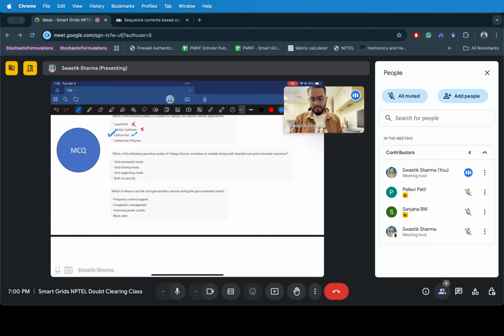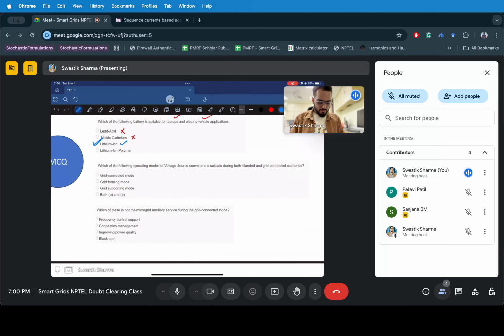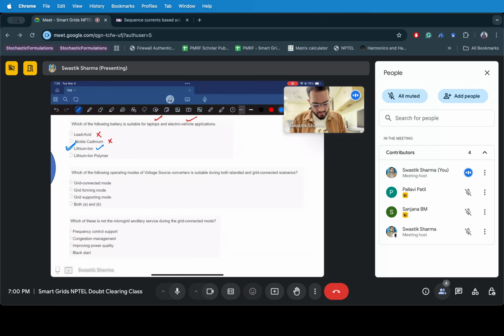If you're not understanding anything, you can just unmute yourself, we can talk. Next, which of the following operation modes of voltage source converters is suitable during both islanded and grid connected scenarios? So during both, there is only one mode, which is grid supporting mode. In grid supporting mode, you can be in grid connected mode, you can act as grid following, and in islanded mode, you can act as grid forming.